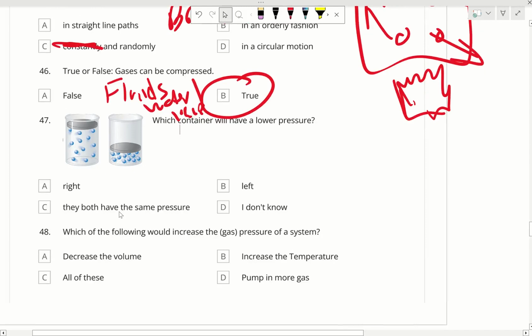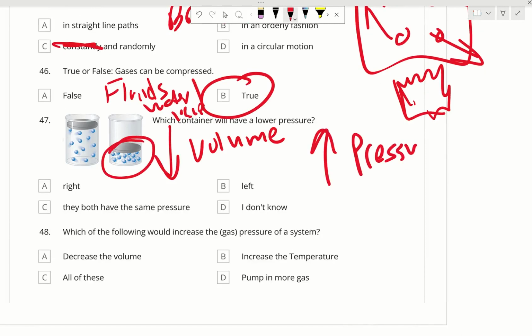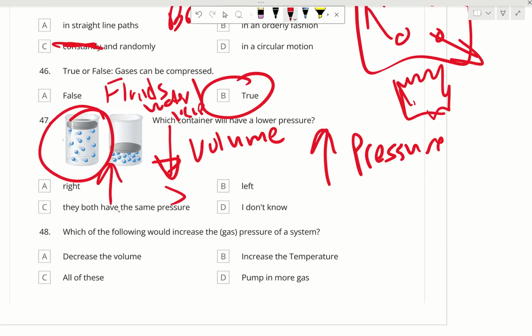47, which container will have a lower pressure? If I decrease my volume, or my hajm, I made my volume smaller, my pressure will increase because these particles are moving, keep hitting the wall, keep hitting each other. So the lower pressure is this over here because there's a high volume, which means less pressure.